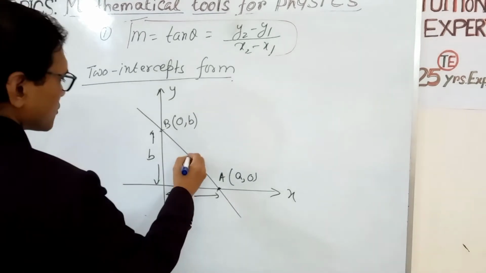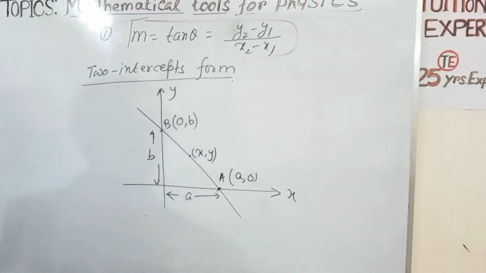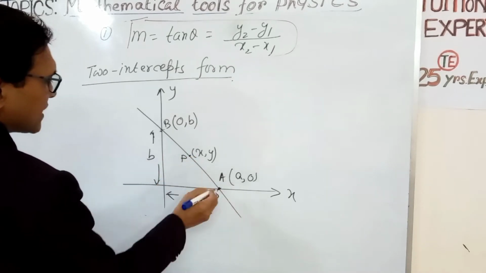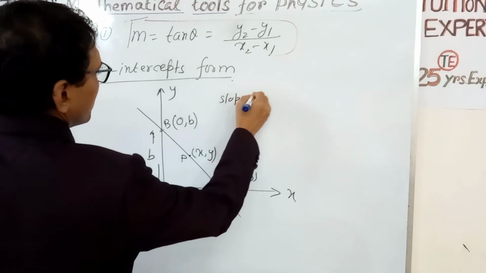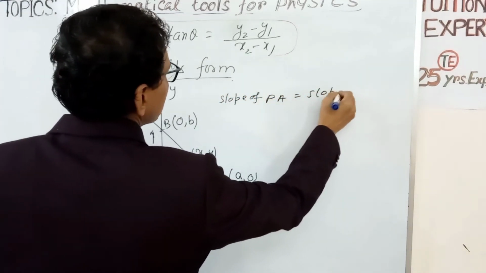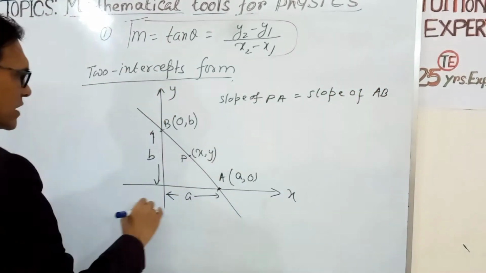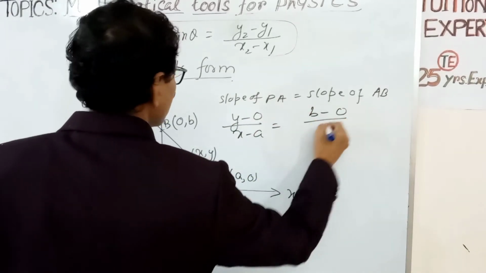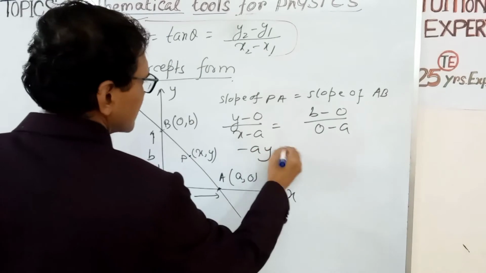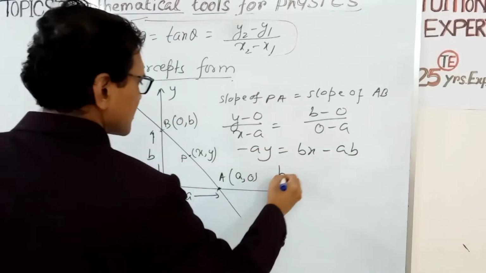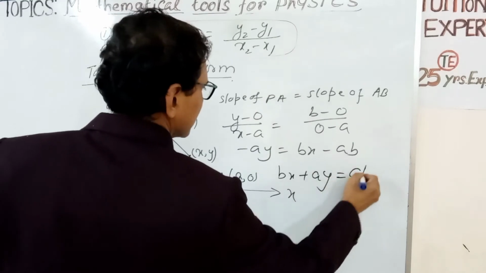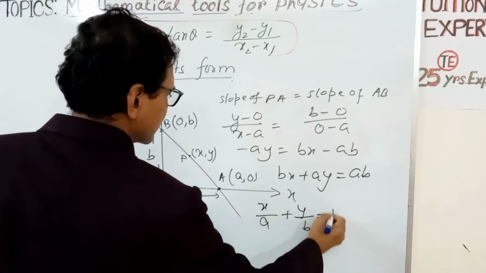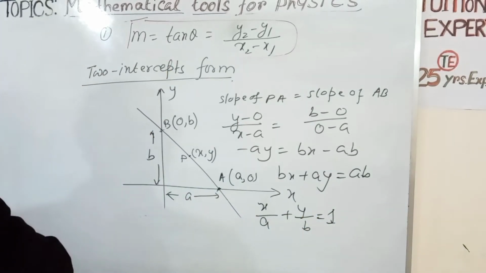Now to find the equation, we take a variable point (x, y). The slope between the two points, slope of PA equals slope of AB. So from this we get (y minus 0) by (x minus a) equals (b minus 0) by (0 minus a). Multiply and divide by ab, we get this. So this is another equation of the straight line.